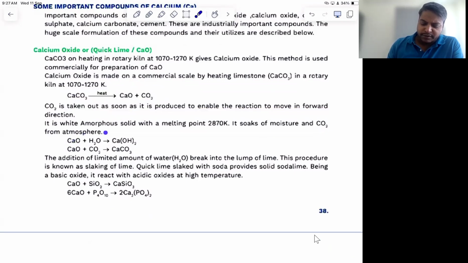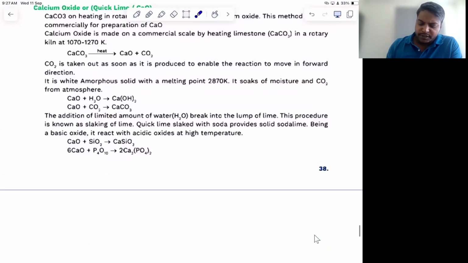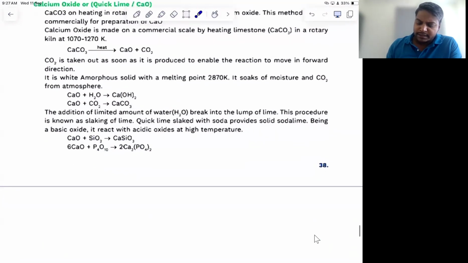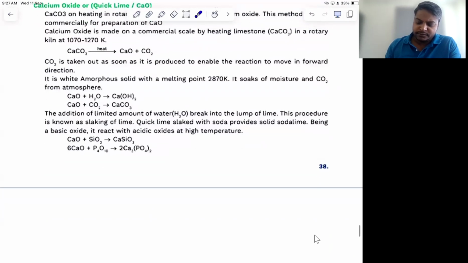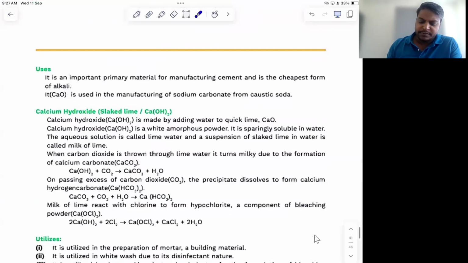CaO reactions: it will react with water to form hydroxide. It will react with carbon dioxide to form calcium carbonate. It will react with silica to form calcium silicate and with phosphate to form calcium phosphate. It is more like an acid-base reaction. This is a flux reaction, right? This is basic flux, acidic flux, and the forming of slag. These are slag formations.